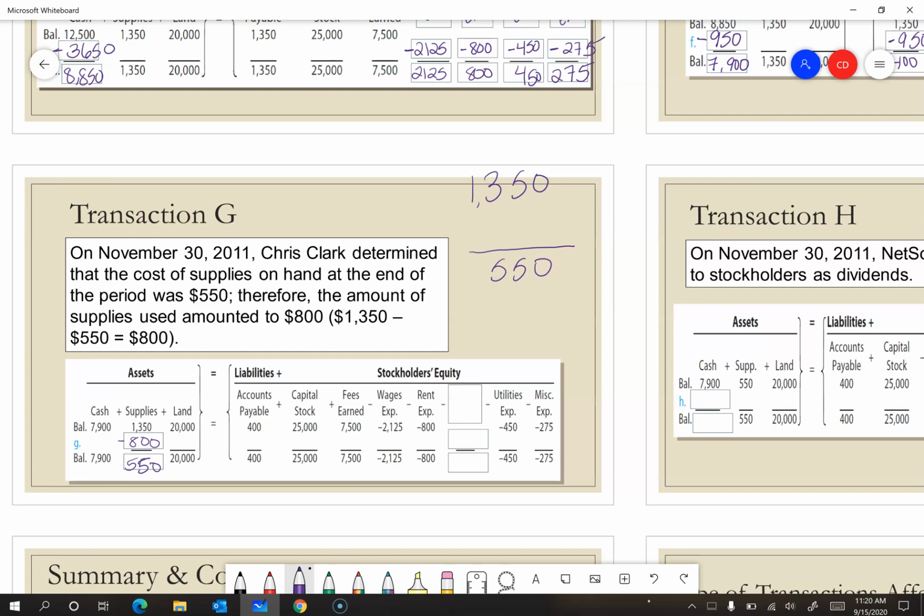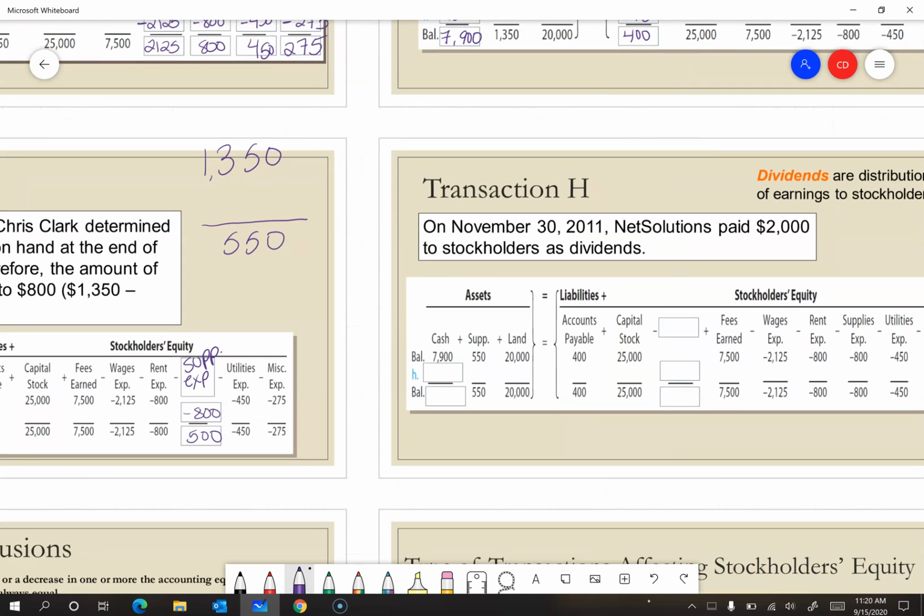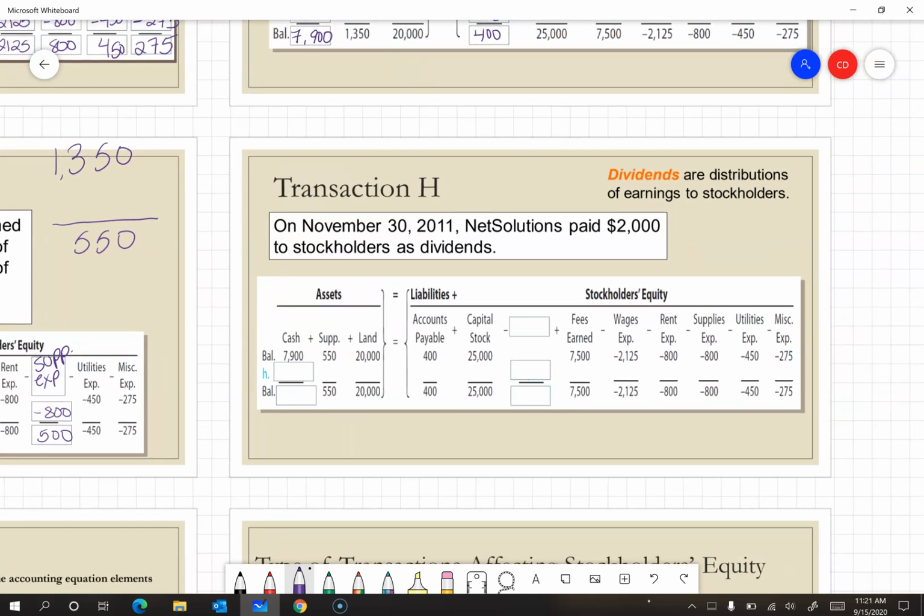That's the difference. That's how we got there, okay? And then it's an additional expense account called supplies expense. This is, if you remember, like prepaid insurance, right? And you have to adjust it out at the end. It's similar to that, supplies used. All right, and last one, transaction H. On November 30th, Net Solutions paid $2,000 to stockholders as dividends. So is cash changing hands? Yes. $2,000 is going out the door.